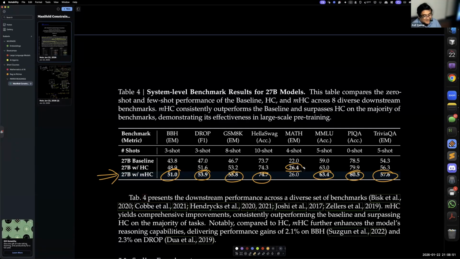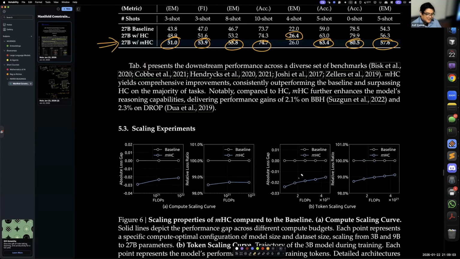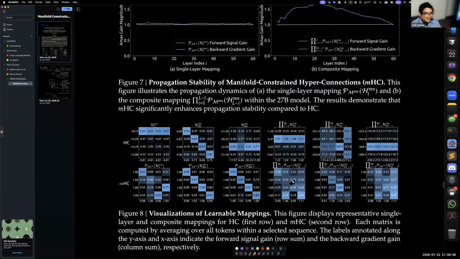So what is the big lesson? You can make a better model not just by making it bigger, neural scaling, but by being smarter about the architecture itself, which is the core message of this paper. And then it goes on with more.